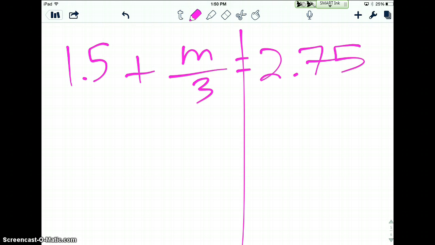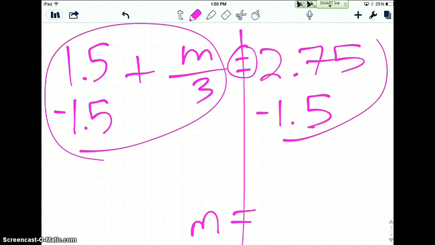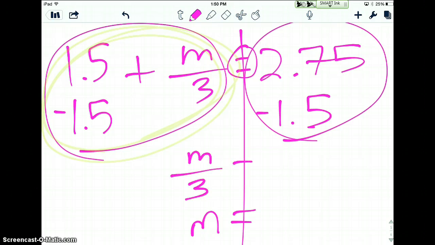All right, solving algebraically. We need to get rid of the 1.5, the addition of 1.5. So how do we do that? Is that going to make that vanish and go away? No, it needs to be opposite. So I'm going to do that to both sides because it's an equation. I have to do the same thing to one side that I do to the other. All right, so I proceed. If I simplify this side, will I end up with m? No, but I'll end up with m over 3 equals, because these cancel away.